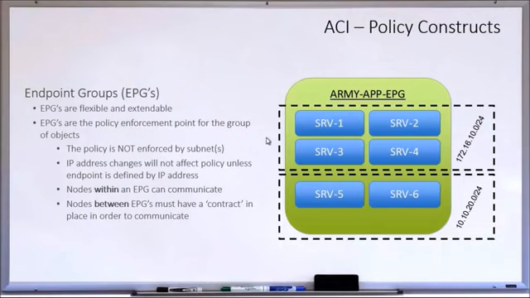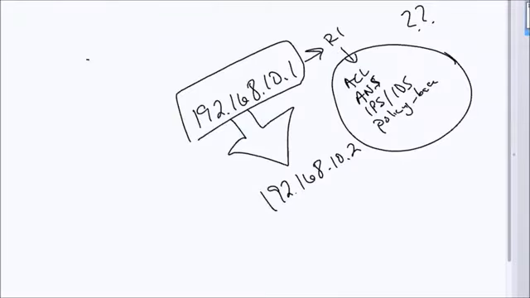Now, there are a couple different things that we have to know. Nodes within an EPG inherently can communicate. So if all these guys are in the same EPG, they're going to be able to talk without any contracts being written. If you go between different EPGs, you have to have a contract in place in order for those guys to be able to communicate together.